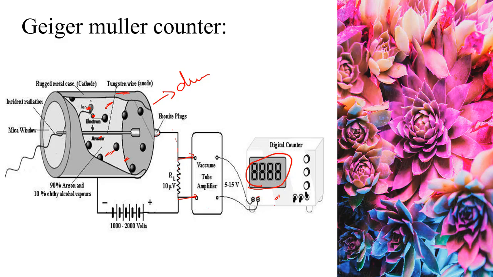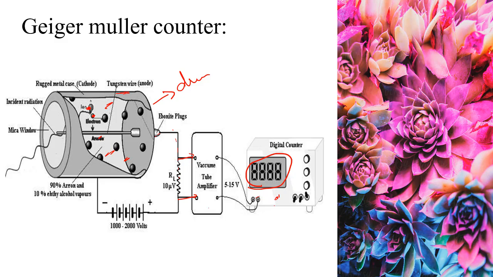So let's see the advantages of this Geiger-Müller counter. It is inexpensive and very small equipment, so we can carry it anywhere, like in a bag. As it is tough equipment, it will have a long duration, and it will detect all types of radiations.